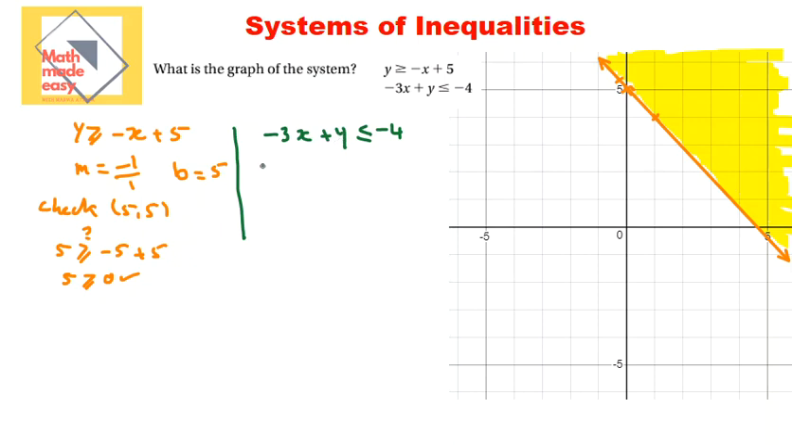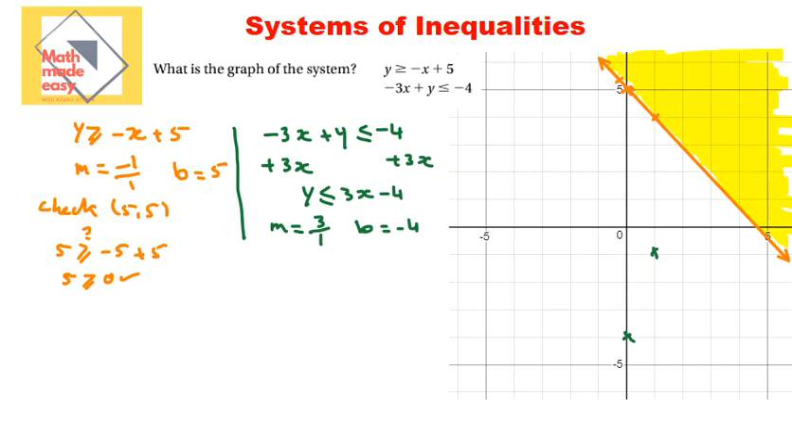If I change into slope-intercept form, it means I want to isolate y, which should be easier. So to isolate y, I'm going to add 3x to both sides. Then you have y less than or equal to 3x minus 4. My slope is 3 over 1, and the y-intercept is negative 4. So at negative 4 on the y-axis, this is my first point. I'm going to use the slope to find the second point. I'm going to go up 3 units, to the right 1 unit.